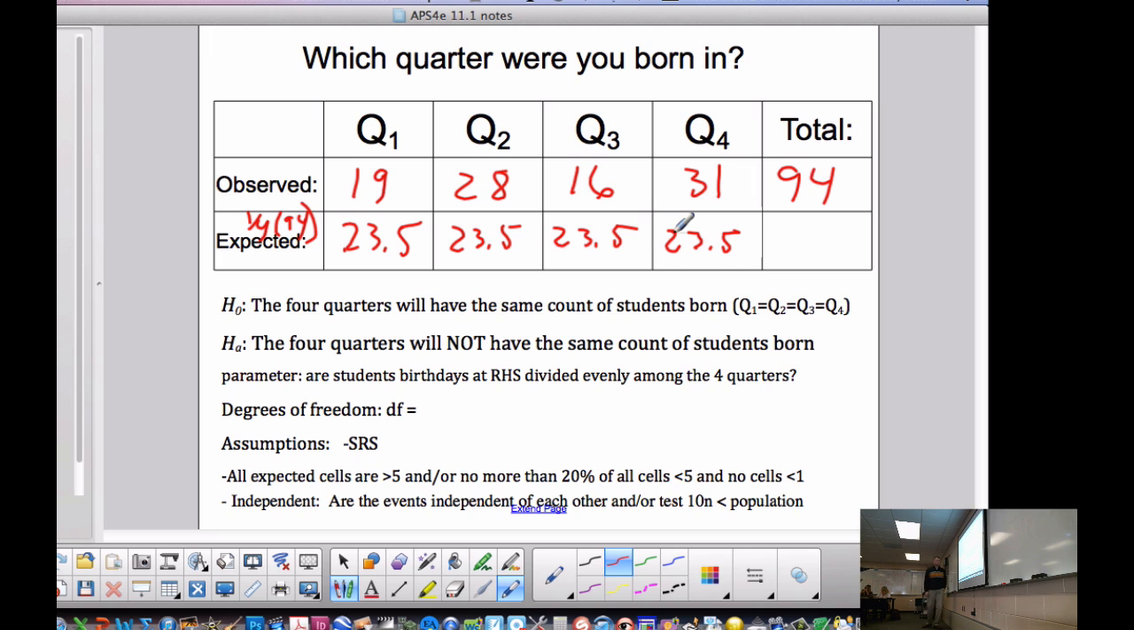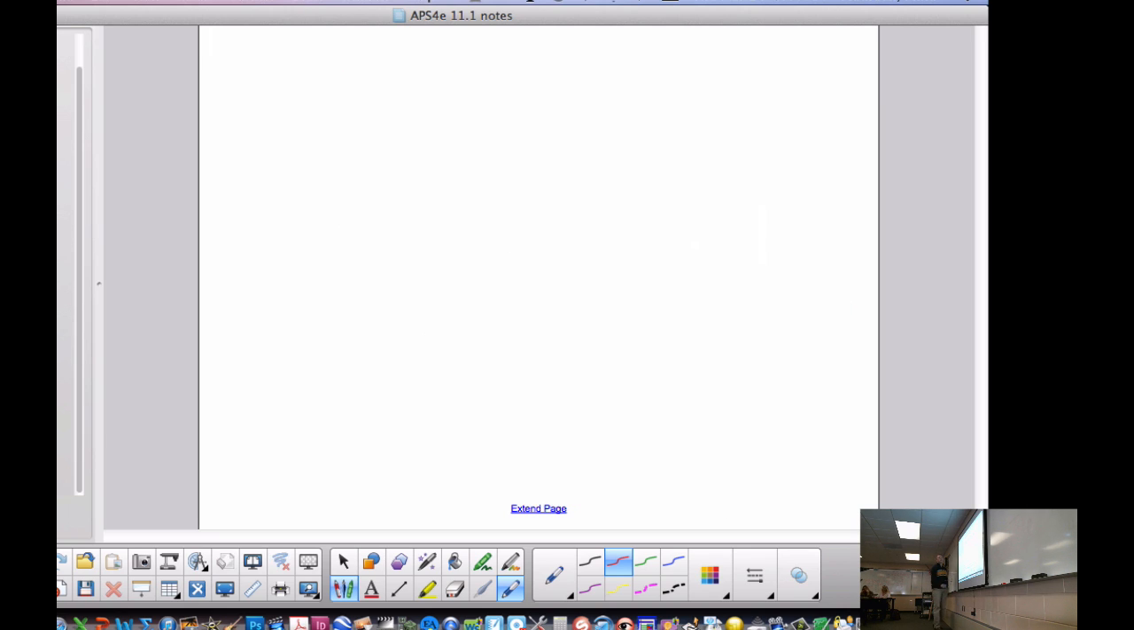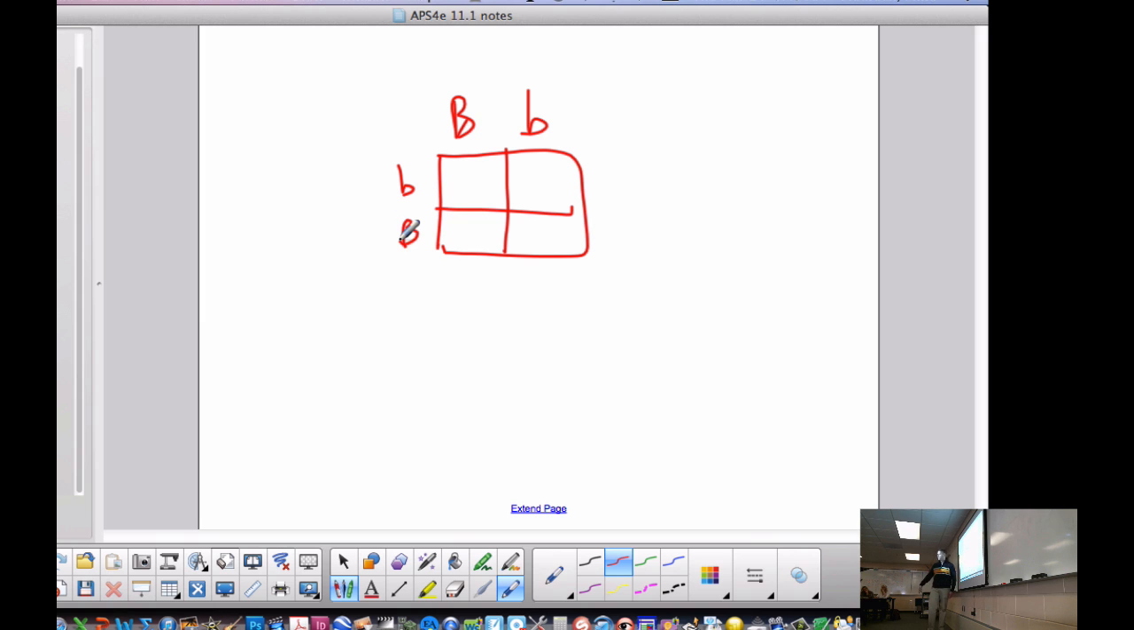Now, the question is, do the expected values always have to be the same? And they don't. It all depends on the situation, as I had you write on that sheet of paper. For example, if we go into the sciences and we look at a Punnett Square, big B, little b, big B, for whatever they stand for. This is going to be B, little b. This is little b, this is going to be big B, and this is going to be big B, little b, right? If I just did a Punnett Square.